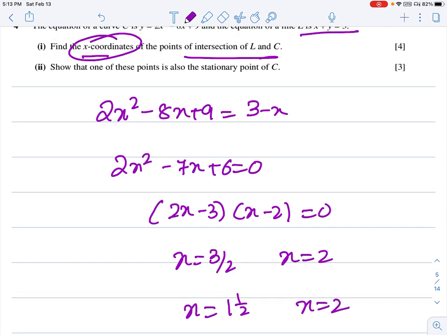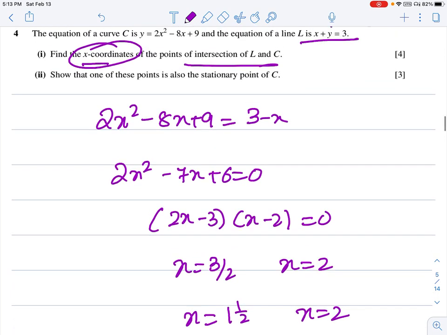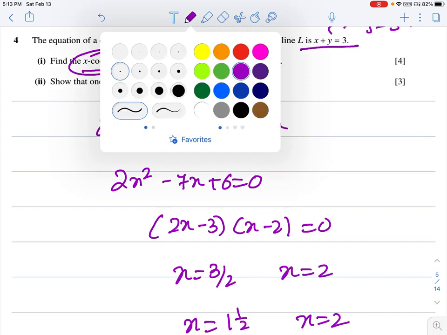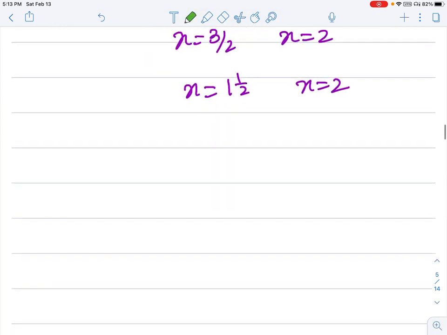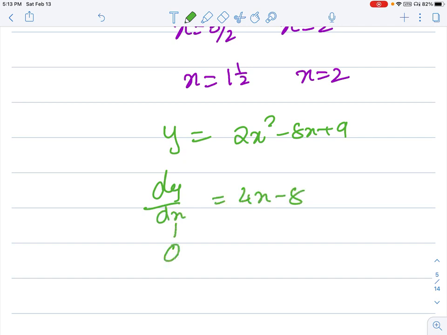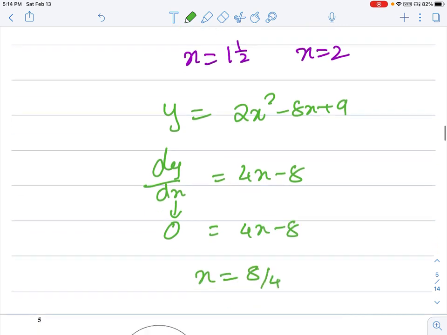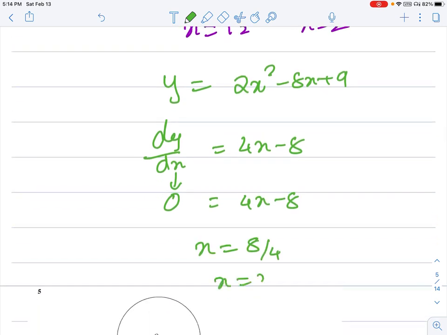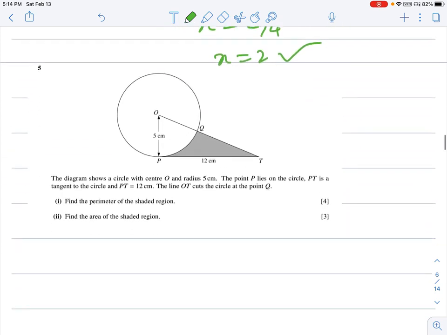Show that one of the points is also a stationary point. For a stationary point, what should I do? Find dy by dx. So y is equal to 2x squared minus 8x plus 9. So dy by dx becomes 4x minus 8. For a stationary point, dy by dx is equal to 0. So I get x is equal to 8 upon 4, which is 2. We have proved that one of the points is also a stationary point.